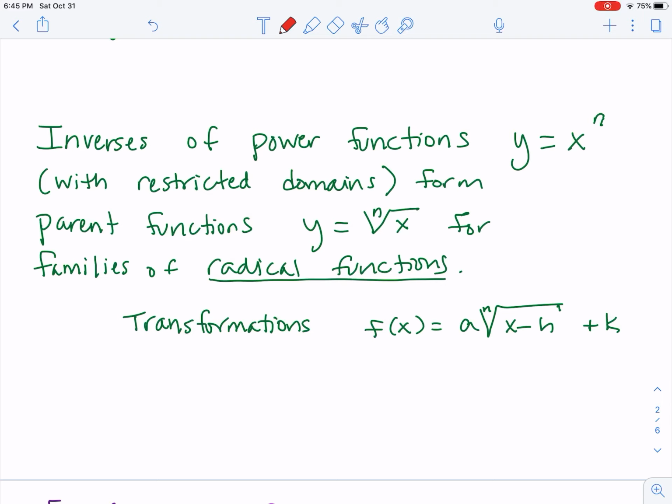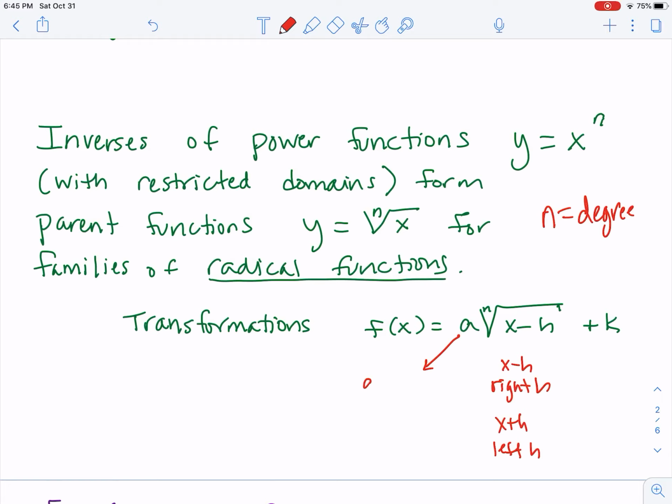And this is for all families of radical functions. Notice the transformations. f of x would equal a times the nth root of x minus h, plus k. Keep in mind n represents the degree of your function. It could be cubic, it could be quartic, quintic, whatever. Now, what are the transformations? Well, x minus h means I'm going right h. x plus h, I'm going left h. Should sound familiar to you.